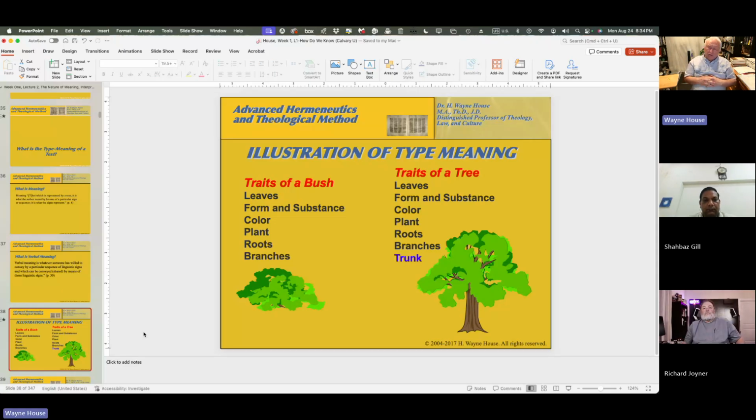And a tree has a trunk. Now there may be more. I'm not a horticulturist. I don't go out and deal with trees all the time. But the fact is, there are things that are different between them that make them not the same.